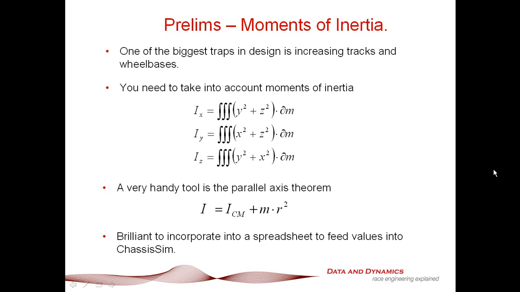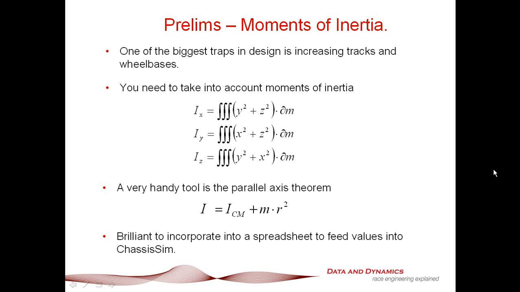A really handy tool that I learned in second year structures is the parallel axis theorem: the second moment of inertia is the moment of inertia about the center of mass plus the mass times the radius squared. That's a really, really handy tool. One of the things I would do if I were you is incorporate this into a spreadsheet. You would have a spreadsheet with your various components, whether it be your tires, your engines, etc., and a generic setup where you put in your tracks and your wheelbases. As you do that, you get some estimates of your moments of inertia.